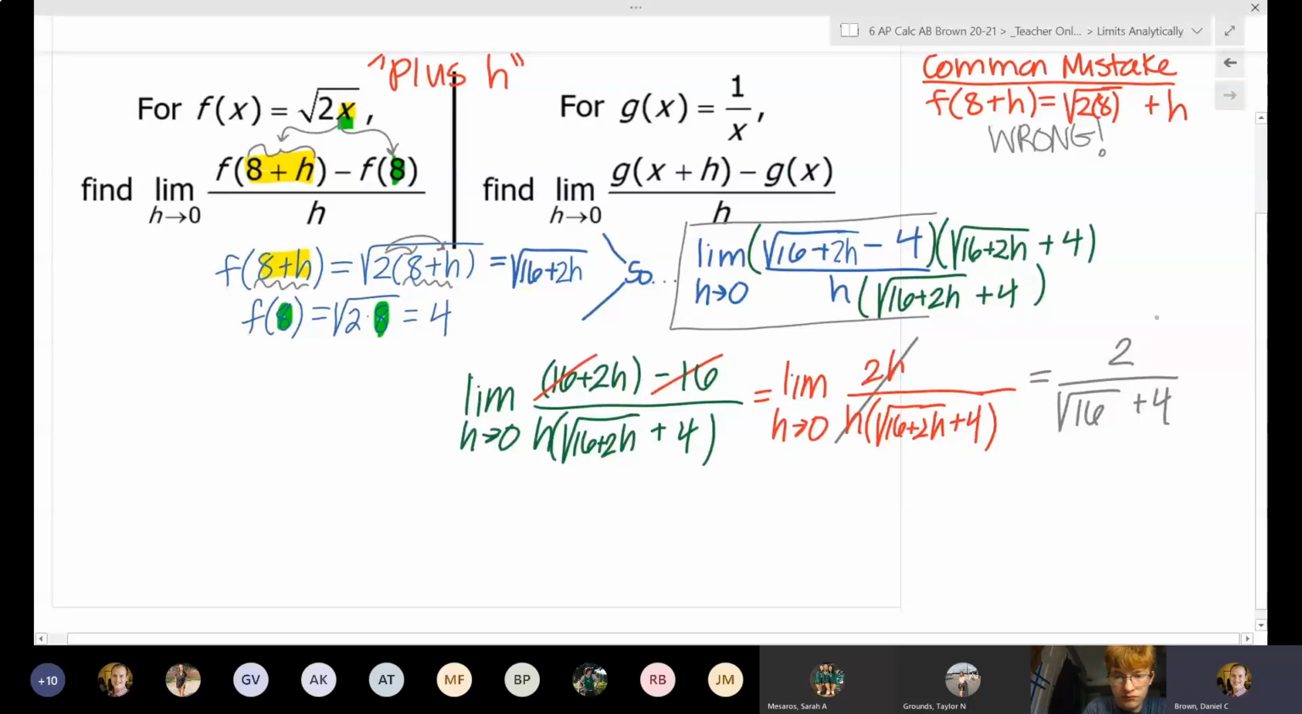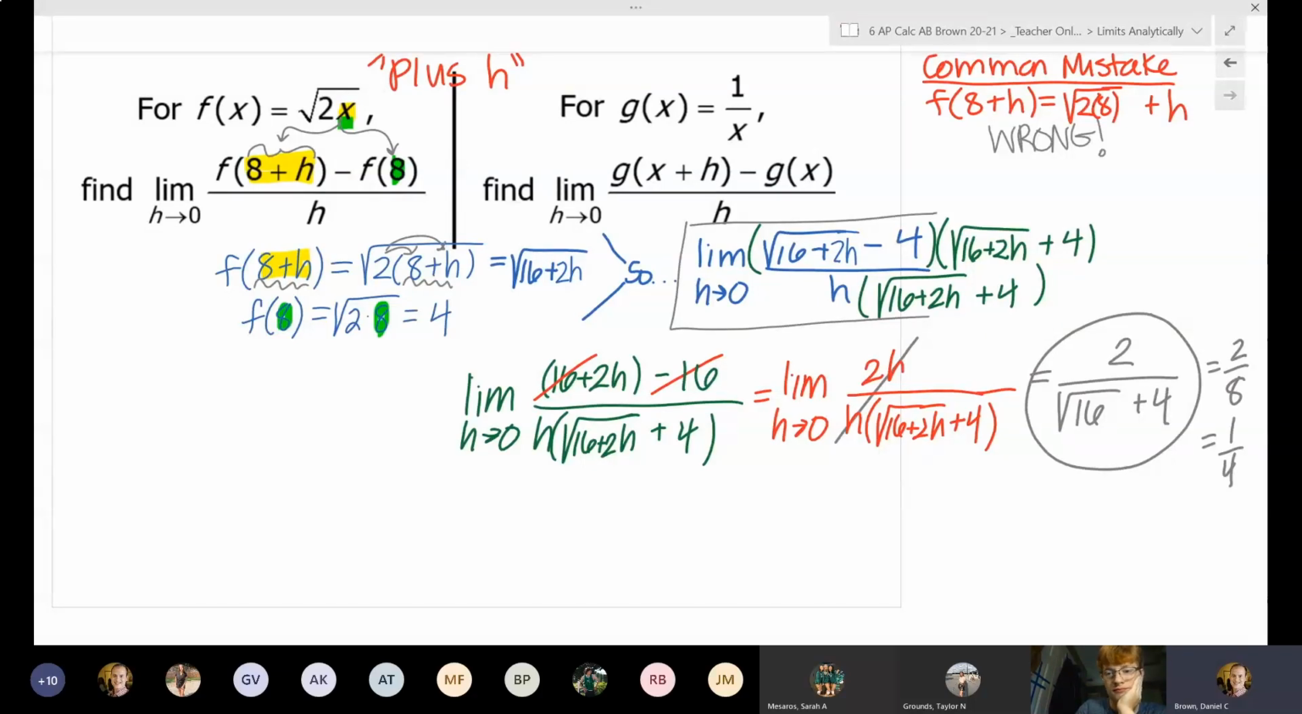Remember, if you don't feel like simplifying, you can leave your answer like that. I'm fine with that. That earns full credit. If you simplify it, you just need to make sure you simplify it correctly. Square root of 16 is 4. 4 plus 4 is 8. So you can either write your answer as 2/8 or reduce that to 1/4.